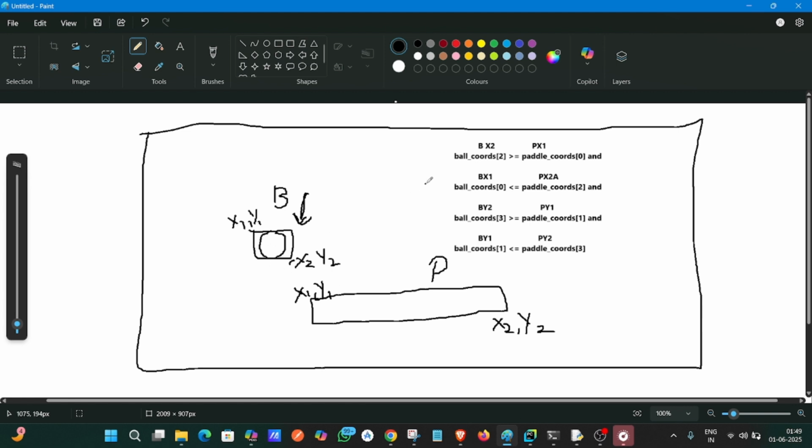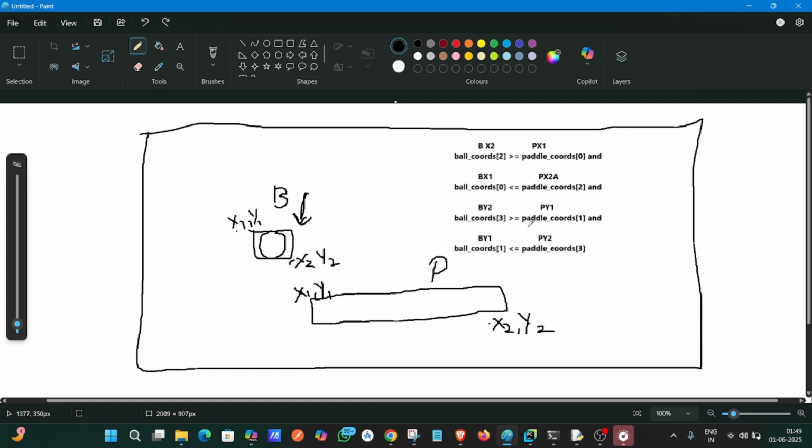So what is that condition? First condition: x2 of the ball rectangle should be greater than or equal to x1 of the paddle. This is condition 1. Second condition is x1 of the ball rectangle should be less than or equal to x2 of the paddle. If it is more than x2, it means the ball has gone beyond this area, which means the paddle was not there. So this is the situation.